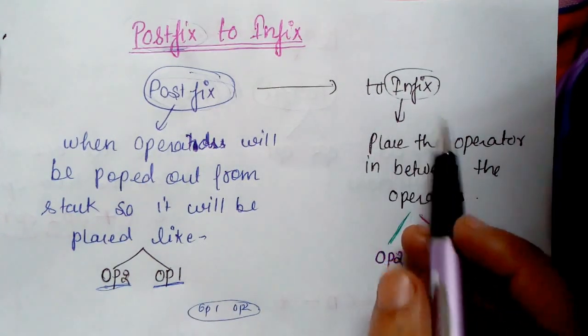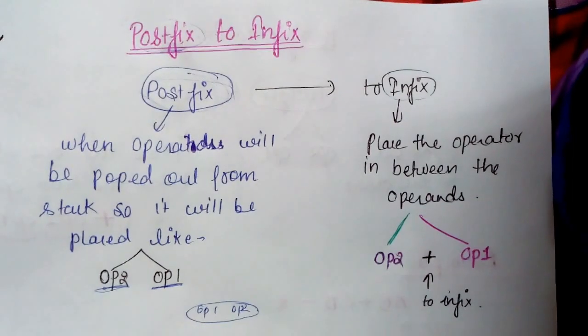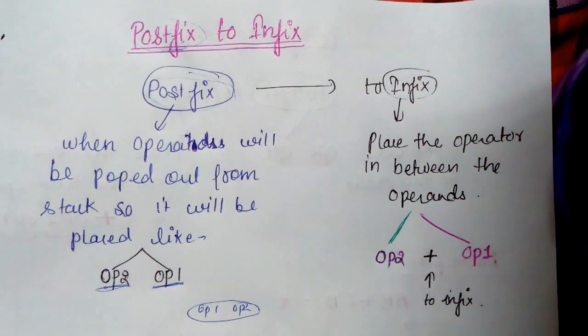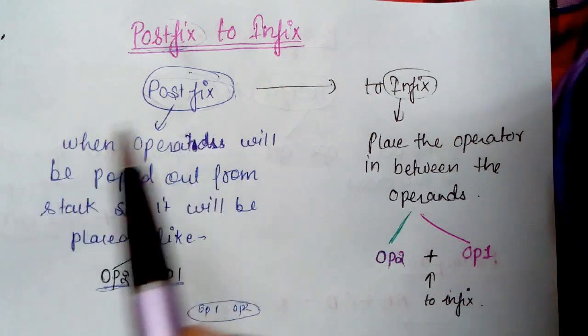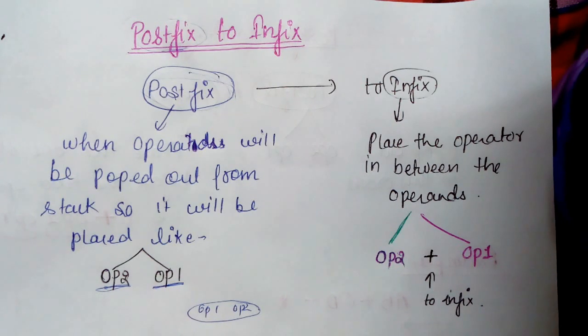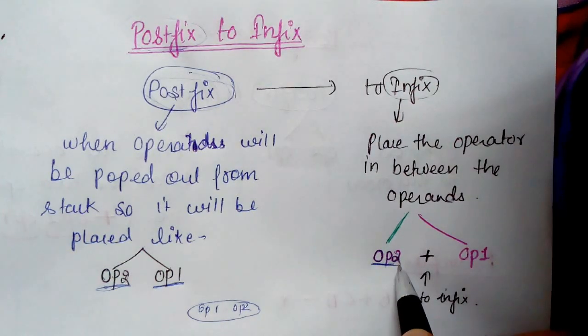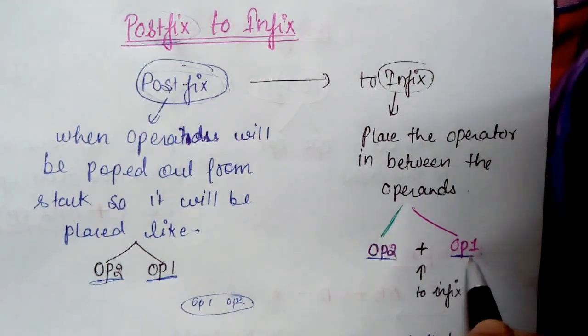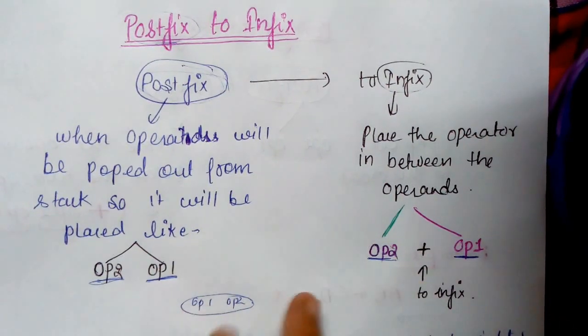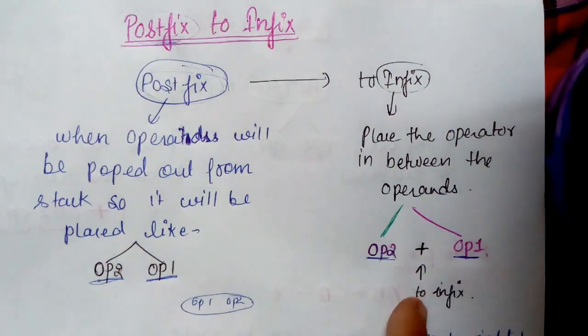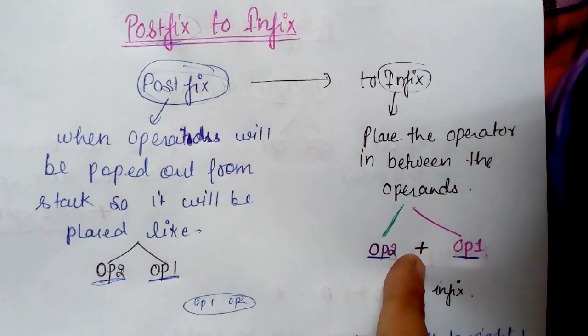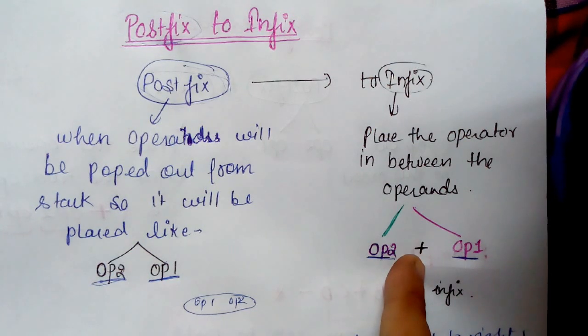To infix means the place of the operator should be in between the operands, not prior to all the operands. When converting into infix, we first pop out operand number 1, which we place on the right side. After that, we write operand number 2, and to infix means we place the plus sign in between operand number 2 and operand number 1. Let's see one example so that you can understand it very clearly.